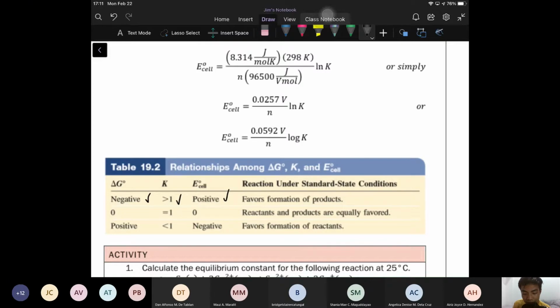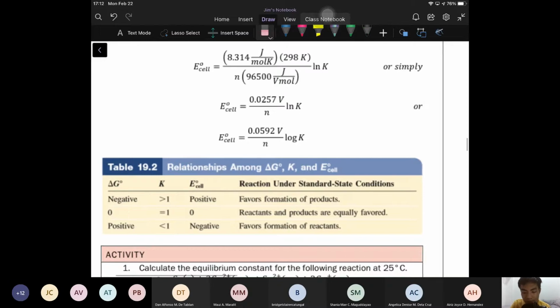Okay, so yan. So, ano meaning nun? Kapag ang iyong E cell positive, delta G is negative, ang K ay greater than 1, that means spontaneous yon. When I say spontaneous, your reactants will convert into products. Kapag ang E cell ay negative, that means positive ang delta G and K is less than 1. And that means it is non-spontaneous. So, it will form the reactants. No? Aatras yung reaction pabalik. Whenever your E cell is 0, that means your delta G is 0 and K is 1. No? So, kapag ganon, ano yan? Stagnant. No? It is already in equilibrium. Okay? Ang dami kong sinasabi, no?